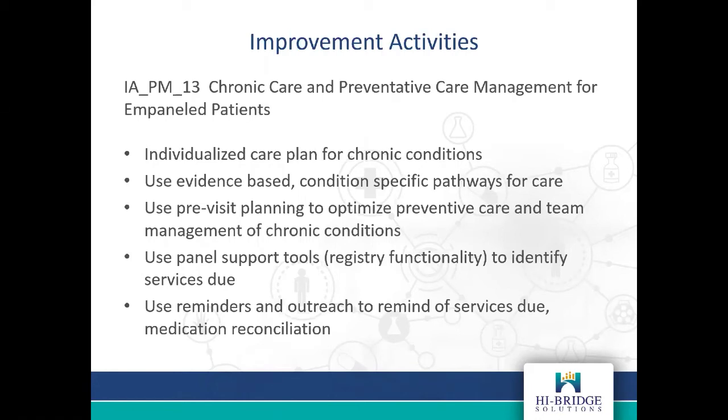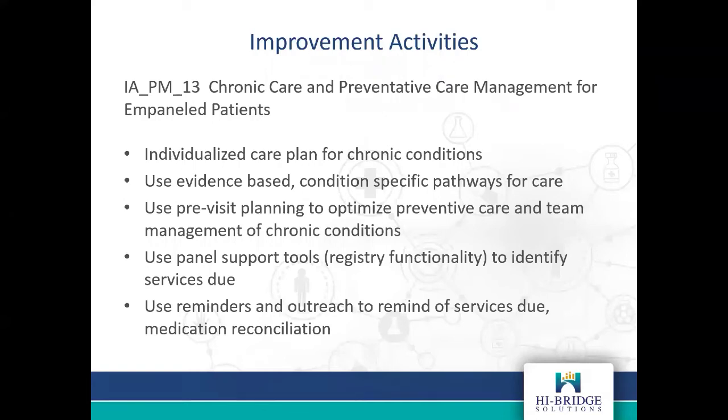Use evidence-based condition-specific pathways for care. Many of these guidelines are available through the Million Hearts project. That's a very good resource to use. Also, use pre-visit planning to optimize preventive care and team management of chronic conditions. So again, that's where that registry comes in, being able to plan the visit and optimize ways that you can get ahead of how patients can be identified if they're headed towards maybe a diagnosis, but then can be supported through education and lifestyle management to avert that.